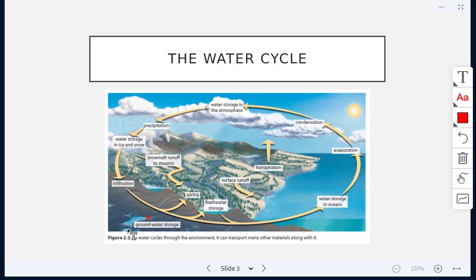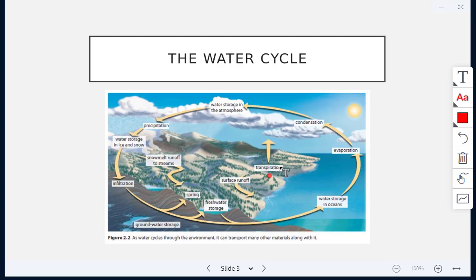Let's start from the bottom. We have some groundwater, we have some freshwater storage. There's water in oceans, so that will lead to evaporation, condensation in the clouds, water storage in the atmosphere. Eventually we'll have precipitation. That's where water will fall as ice or snow and back down to groundwater. There's also runoff into streams as well, surface runoff as well.